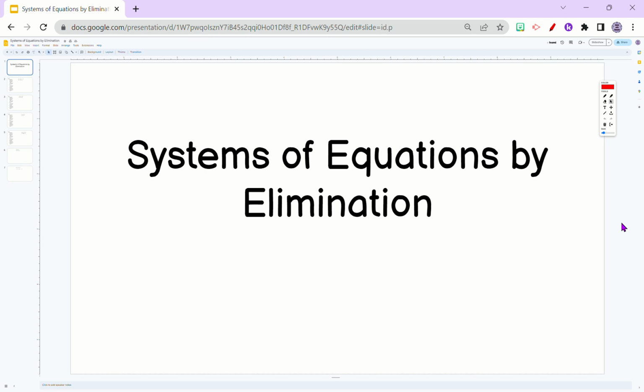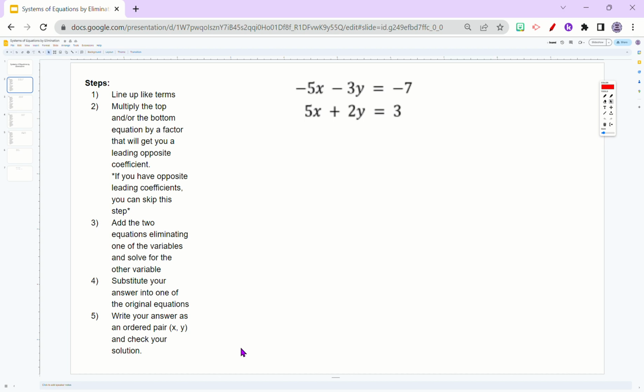Hi there, in this video we are going to go over how to solve a system of equations using the elimination method. Here we are given a system of equations, and I have the steps all written out for you on the left side. So let's go down the line with the steps while we solve, and then we'll get to our answer.